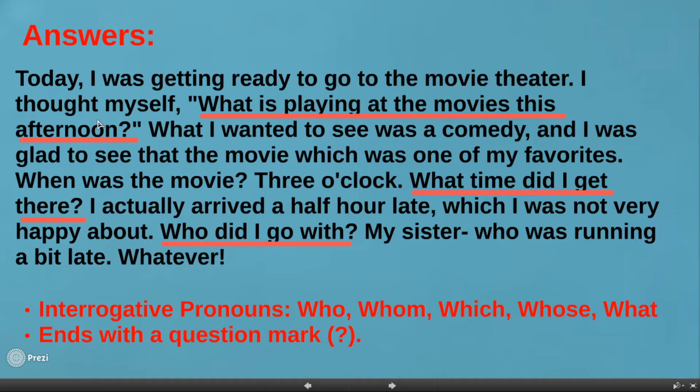So let's check this. What is playing at the movies this afternoon? Question mark. What time did I get there? Question mark. Who did I go with? Question mark. So remember, all of the interrogative pronouns within the interrogative sentence, there should be a question mark, and it should be these 5 words. So what and who. Okay, so we did not include when or where or why. Okay, so that's the example here.